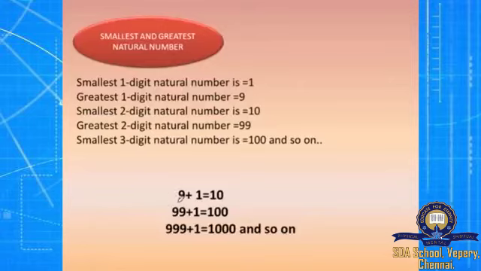When you add the greatest one-digit natural number with 1, you will get the smallest two-digit natural number. When you add the greatest two-digit natural number with 1, you will get the smallest three-digit natural number. Likewise, when you add the greatest three-digit natural number with 1, you will get the smallest four-digit natural number, and so on.